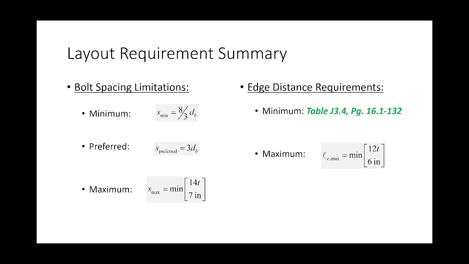The minimum one is the only one that you kind of need to look up. Everything else is computable. And the edge distance requirements, I'm not saying you desperately need to tab that page in the manual, but at a minimum, I would have a tab in the manual for Chapter J, because there's a lot of stuff in Chapter J we will utilize. Okay. Any questions?